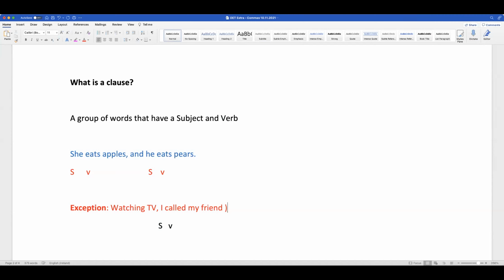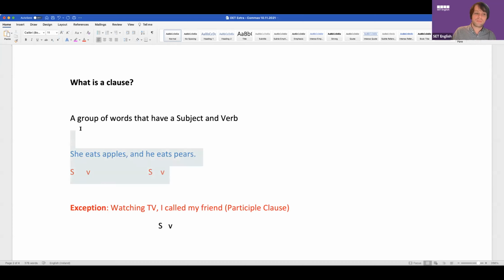You can call this a noun clause or a participle clause, okay? That's just an exception to the rule, but it doesn't matter because 95% of all sentences will follow the rules for this, okay?